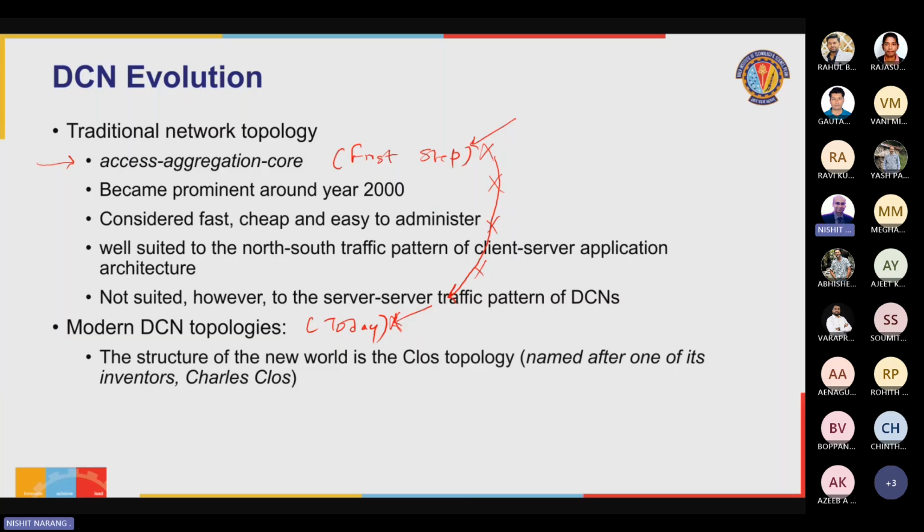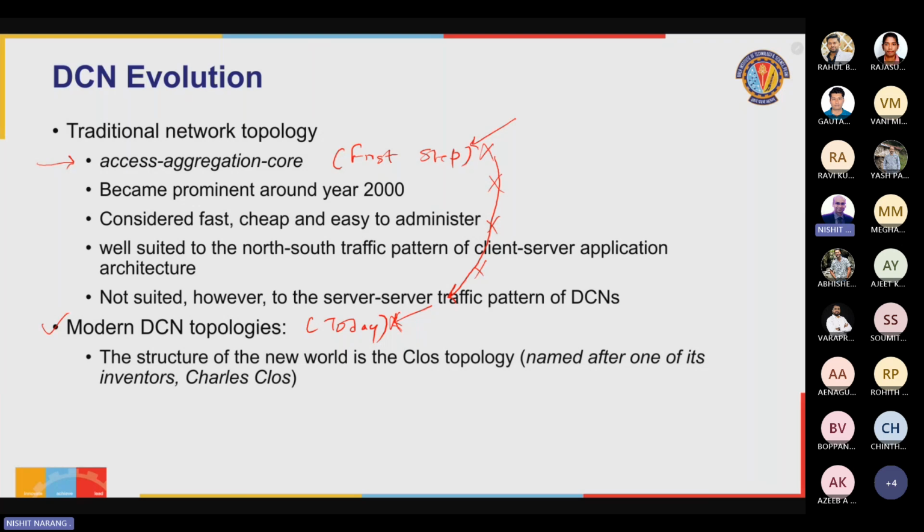What is the current topology used in modern data center networks? It's a new structure which is based on a topology called the Clos topology. It's named after the inventor of the network topology, Charles Clos. When he defined the topology, he did not even have data center networks in mind. He actually defined it for circuit switch telephony networks.